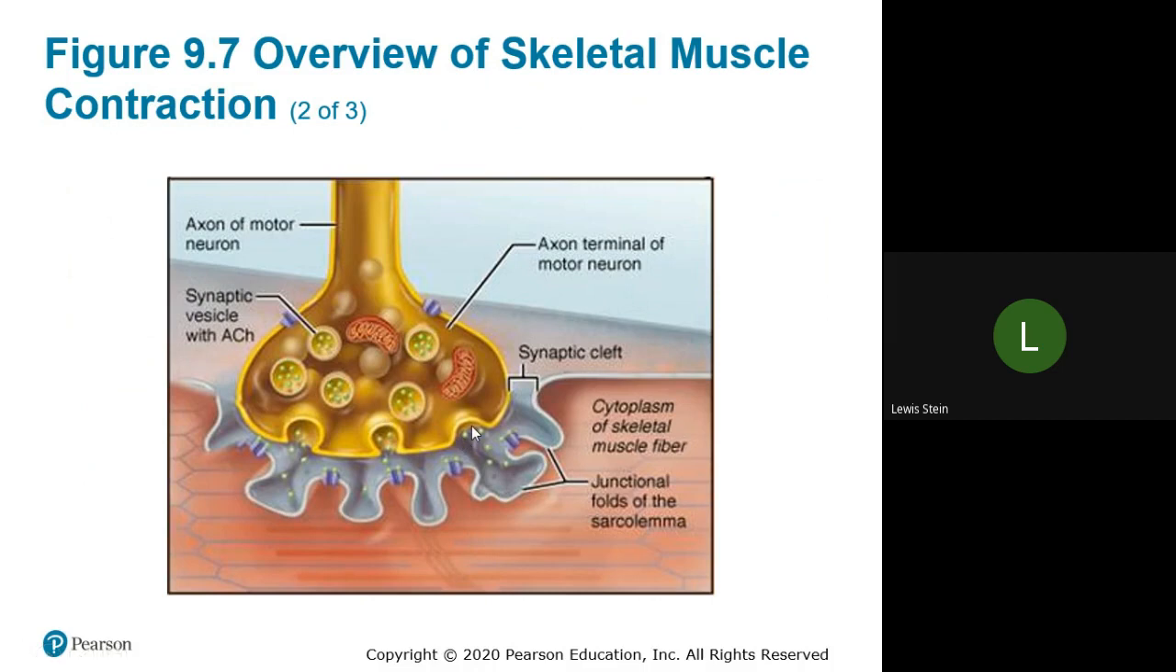Okay. And what it's going to do is make the interior more positive, or if you're like me, less negative.